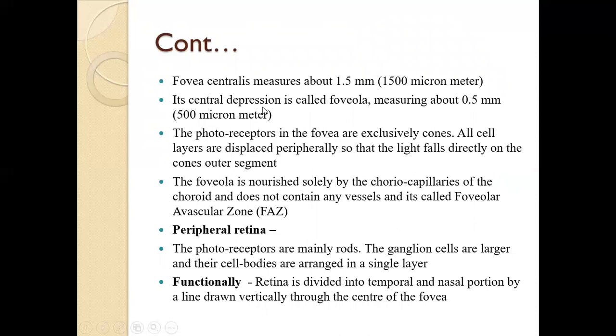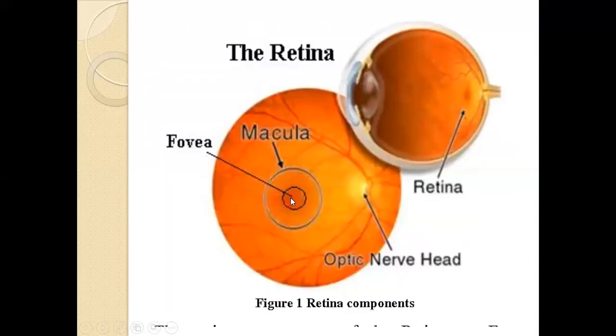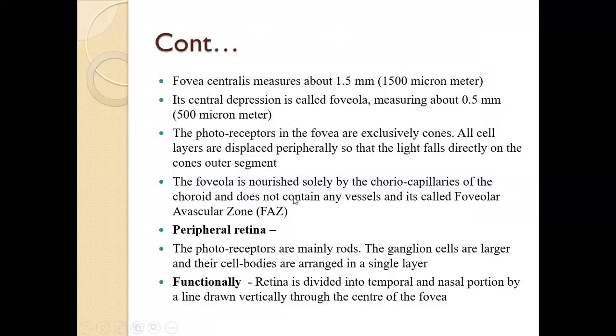However, the central depression within it is called foveola. In that area, there is a small depression over here, around 0.5 mm. So this area is called foveola, the central part of the fovea centralis, around 0.5 mm, so 500 micrometer. The photoreceptors in the fovea are exclusively cones. One more important thing: there are two types of photoreceptors, rods and cones, but here only cones are present in the fovea.